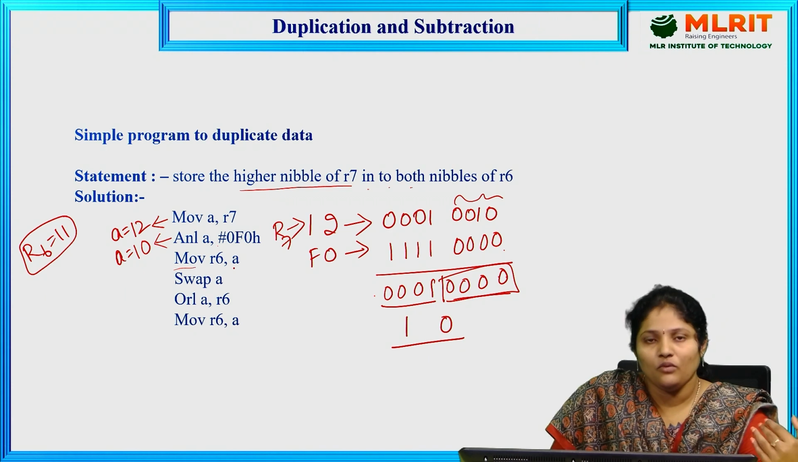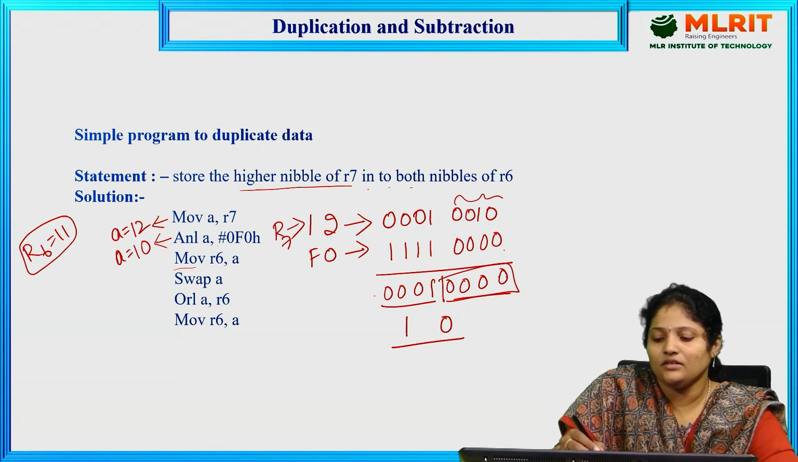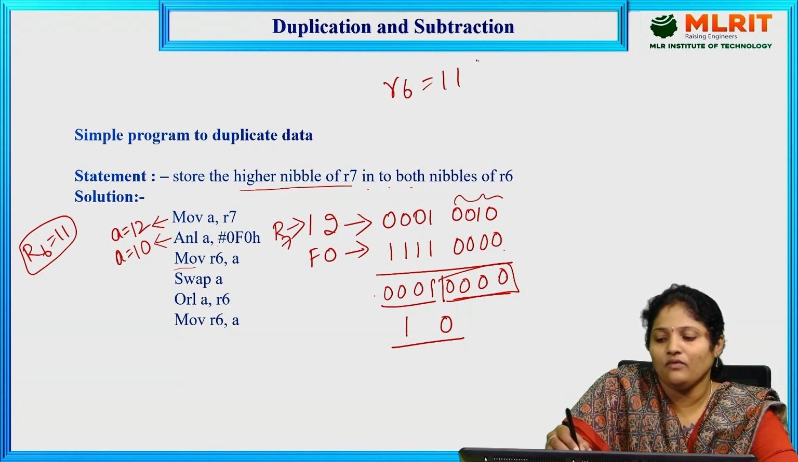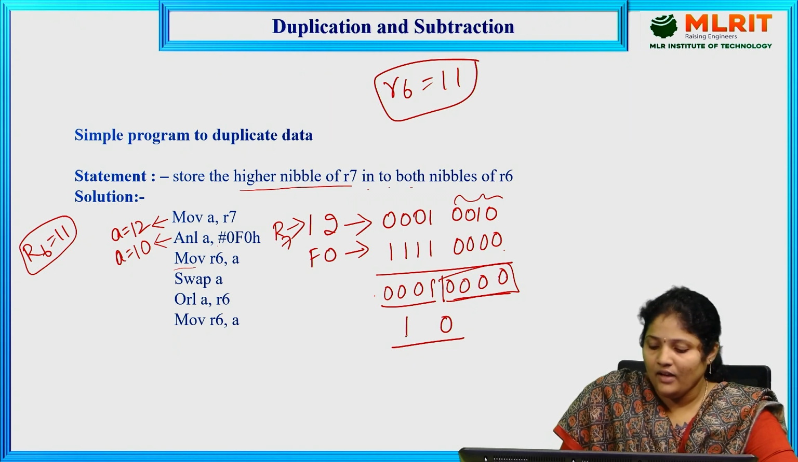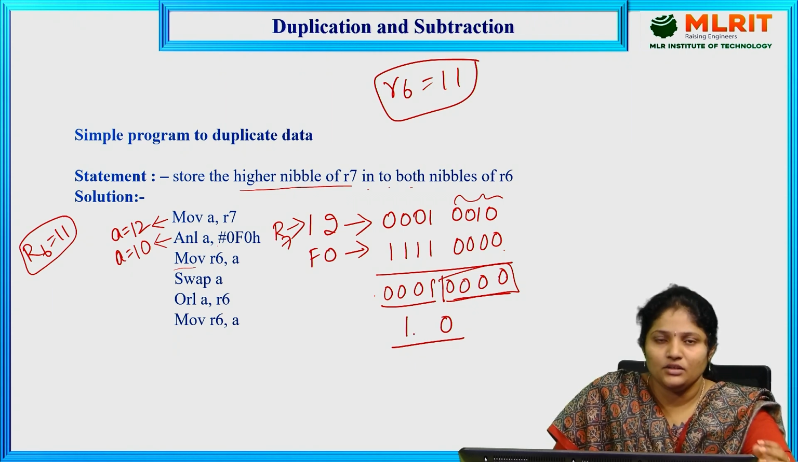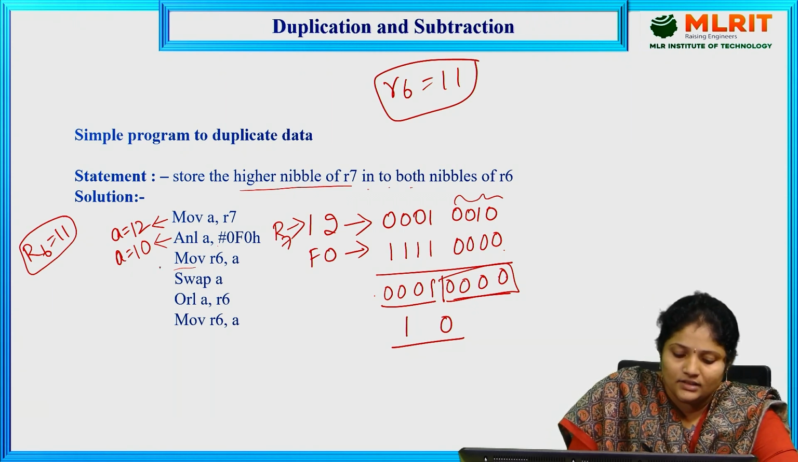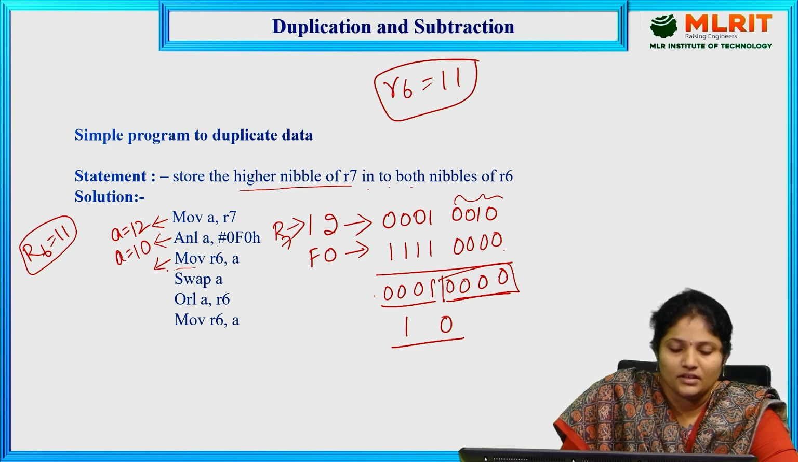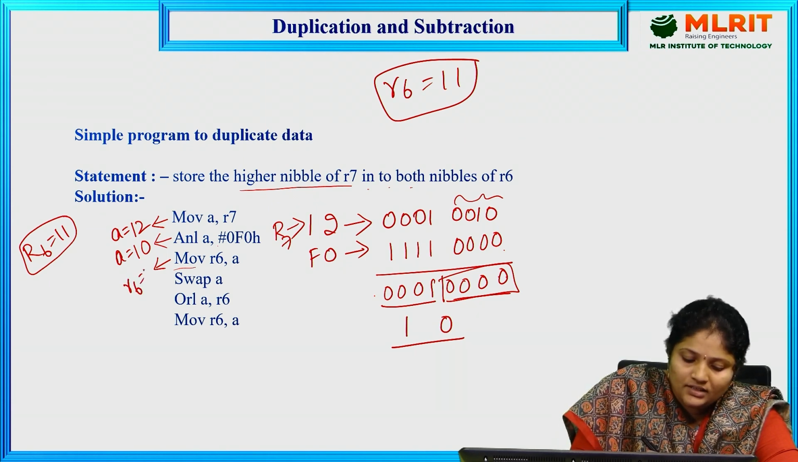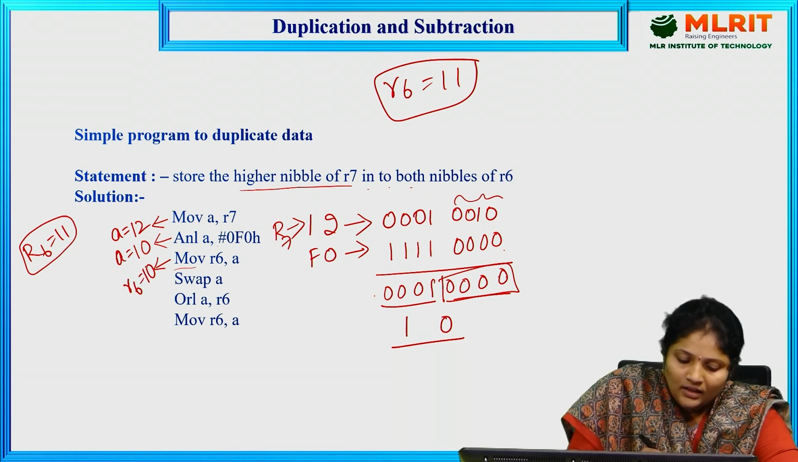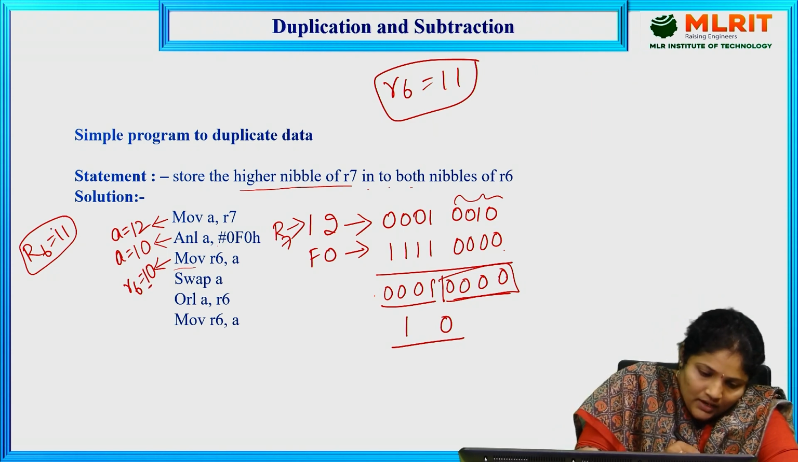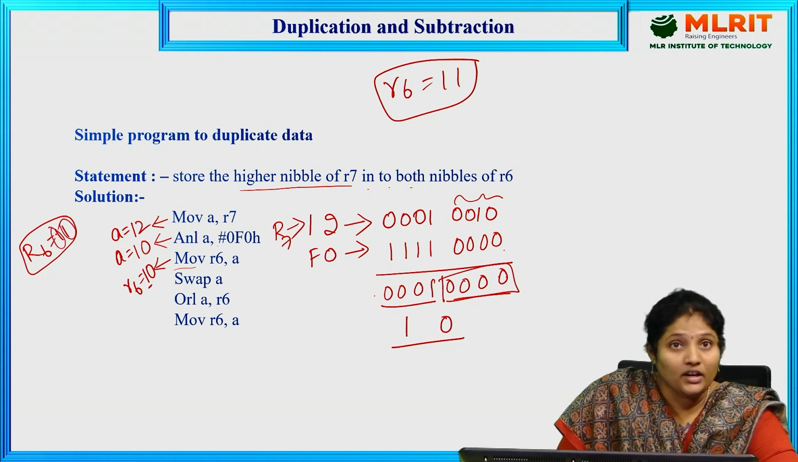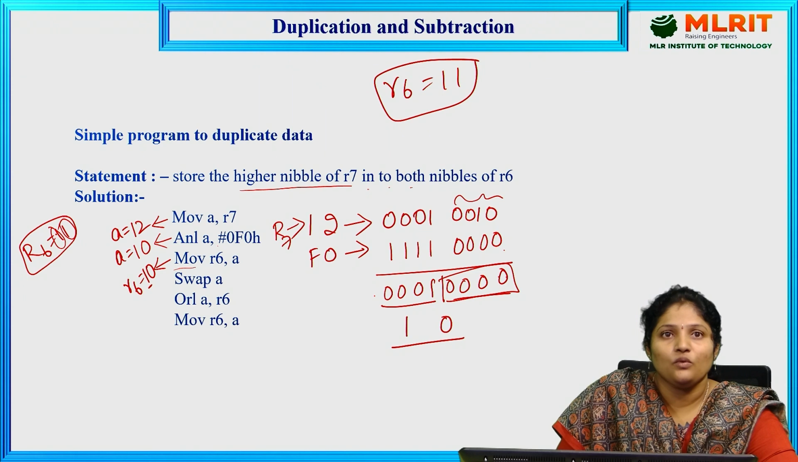So what is the actual output we needed? So R6 need to have 1, 1 over here. That's why we are having 1 in the higher nibble. So we are moving this to the R6. So after execution of this instruction, what is the data present in R6? 1, 0. Okay. The higher nibble is having 1, but we need to have the lower nibble also 1. So what we need to do?